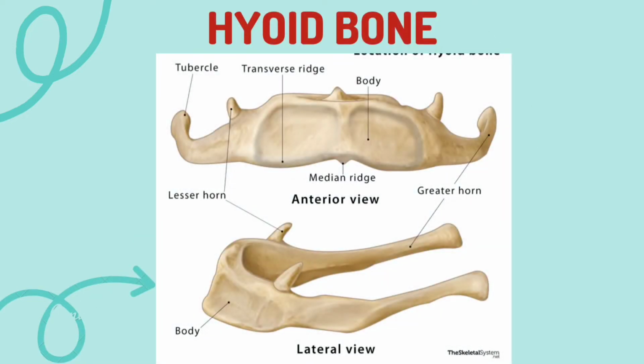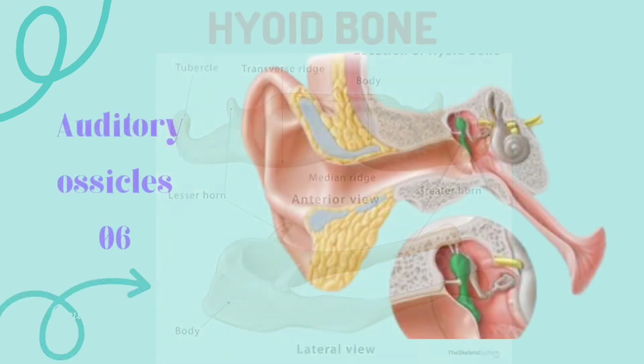So in this picture you can see both the anterior and lateral view of hyoid bone. In anterior view there is a greater horn in right side and the lesser horn in left side, and in lateral view you can see the body of the hyoid bone. So mainly this hyoid bone plays an important part in our speech.